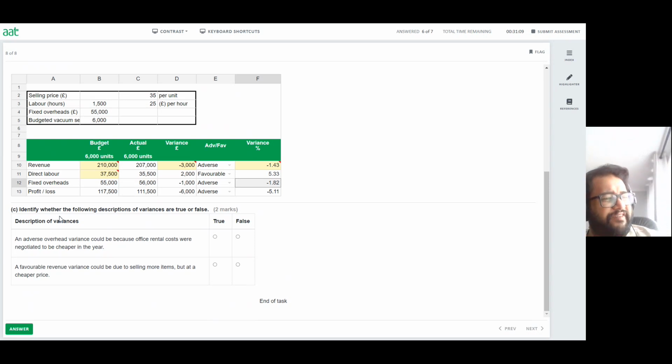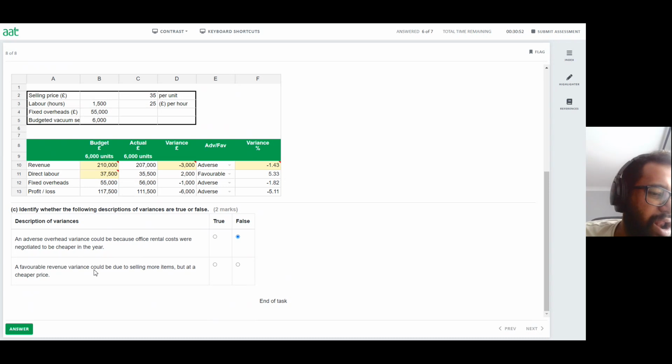So you will not get an adverse variance if you got a cheaper cost. That will save money. Therefore, you should get a favorable variance. So that will not be a reason. That cannot be a reason. If you negotiated a cheaper rate, your variance should be favorable because you save money there.